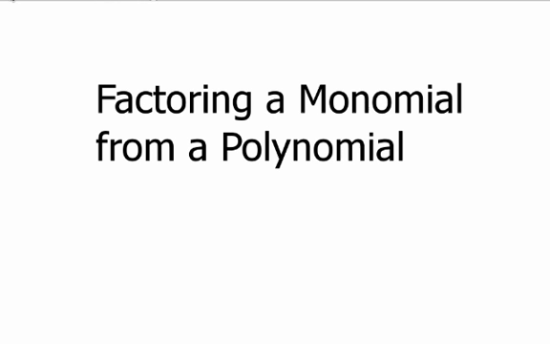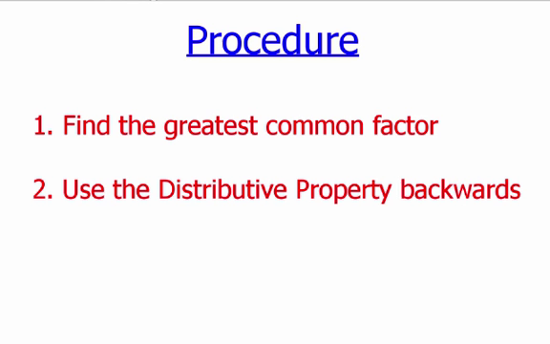For this video, we will be factoring a monomial from a polynomial. So the procedure for this is pretty simple. For each one of the polynomials, we're going to be finding the greatest common factor. And then we're going to use the distributive property backwards to pull this greatest common factor out of the polynomial.